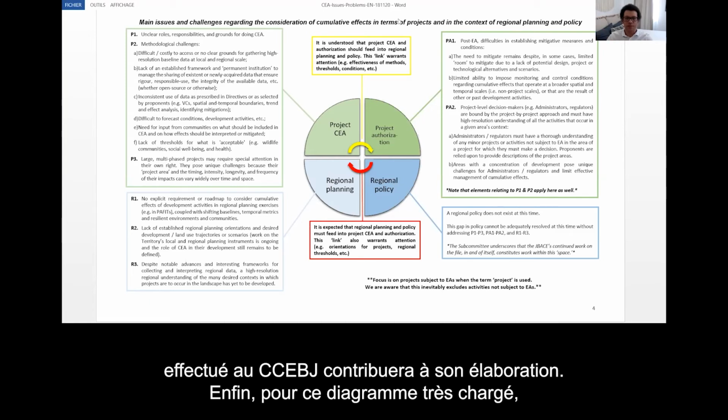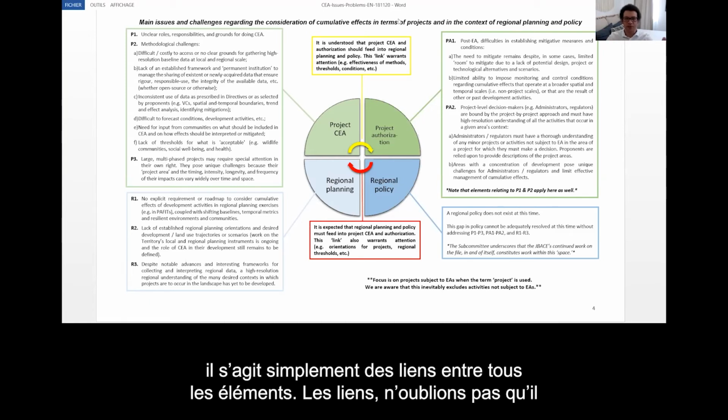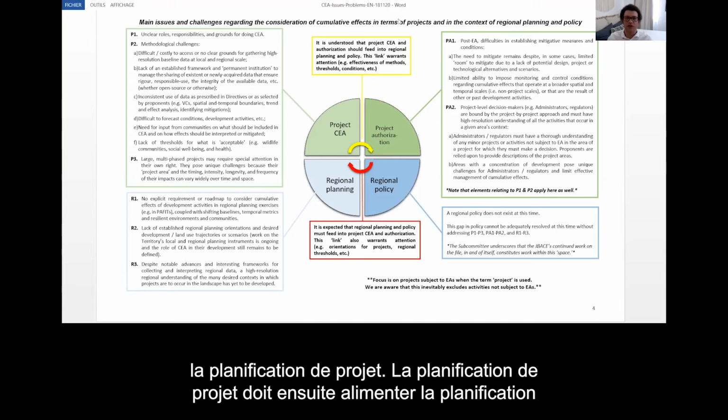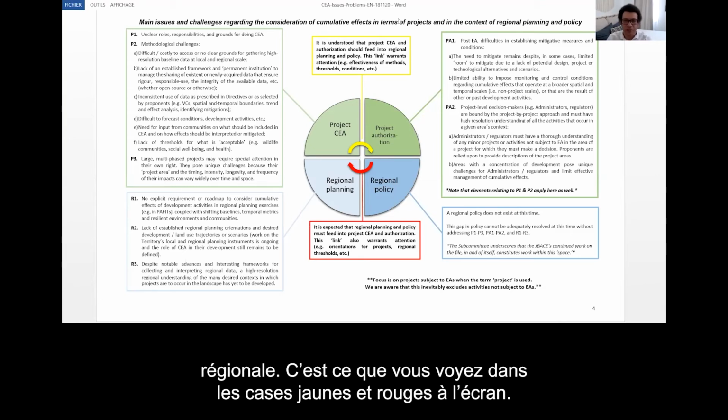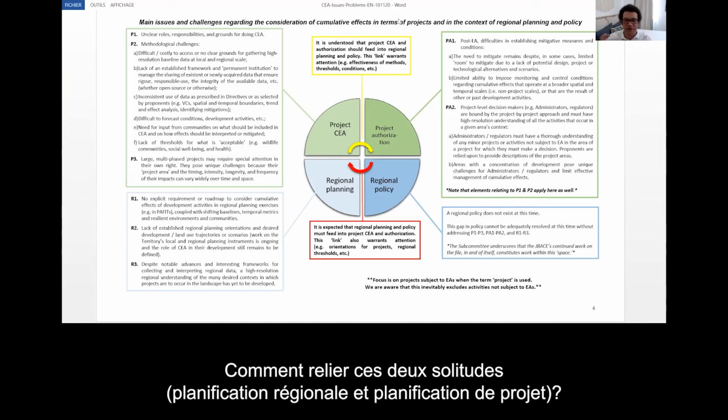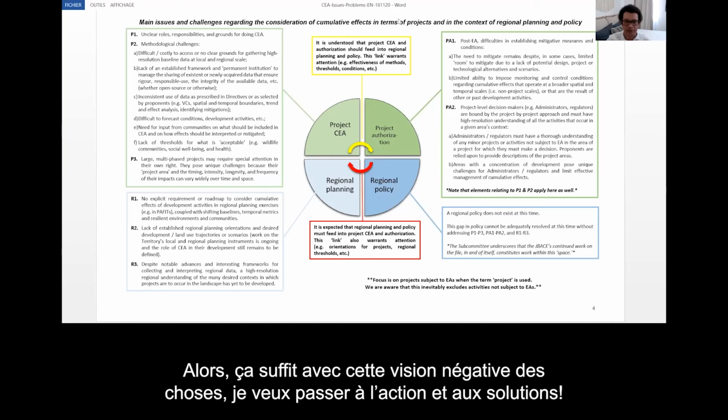Finally, for this really busy diagram, it's just the links between everything. We can't forget that there should be a feedback loop. Regional planning should feed into project planning. Project planning should then feed into regional planning. That's what you see in the yellow and the red box on your screen. Those issues are yet to be resolved, and they're kind of on their own. How do we link up these two solitudes, regional planning and project planning? So we need to work on that too.